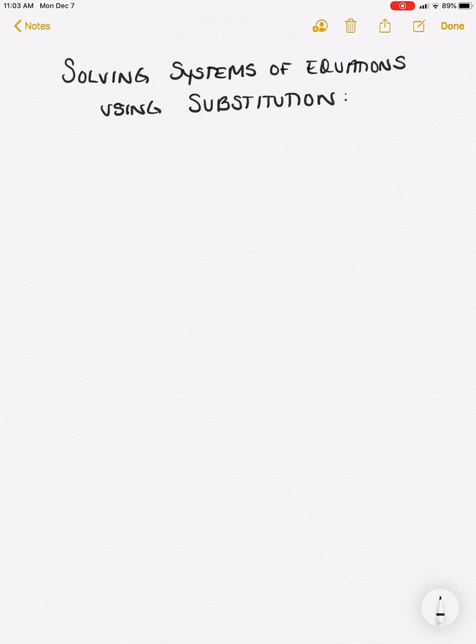Now, substitution is the first of our algebraic approaches to solving a system. So the first way we've learned it is to solve by graphing, where we find the intersection. Well, this is going to be using an algebraic approach to figure out where the intersection is. So let's go ahead and go into our first example and see how this works.